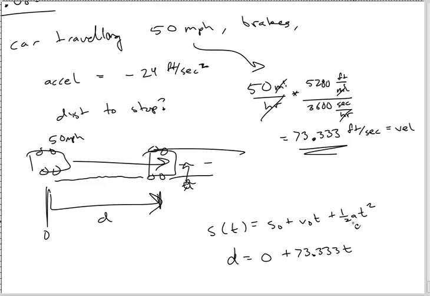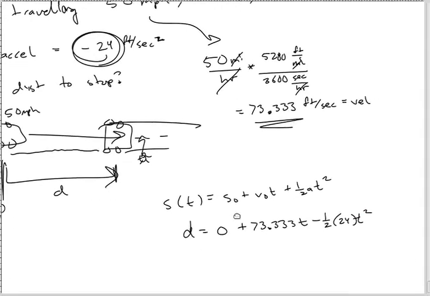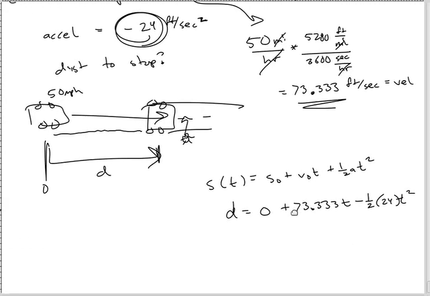But notice, is my acceleration helping it go faster? No, it's making it go slower, and that's why it's going to be a negative 24. So minus 1/2 times 24, minus because there's a negative there, and then t squared. Now I have a distance for however much time it took to stop.